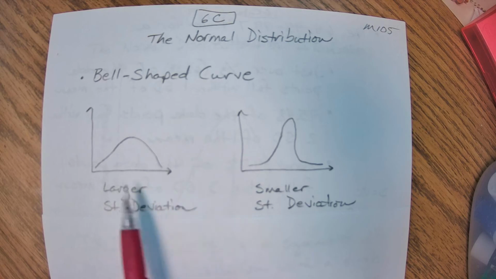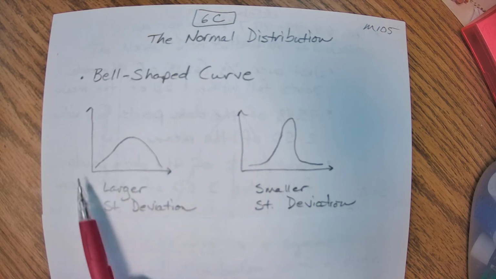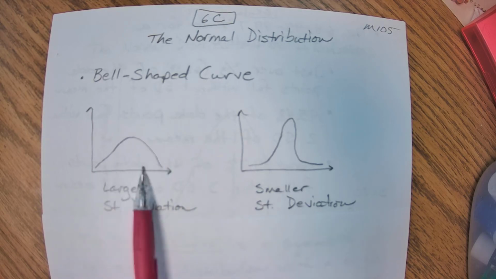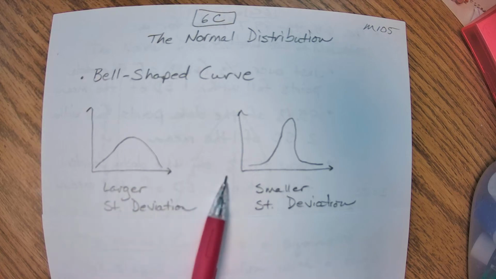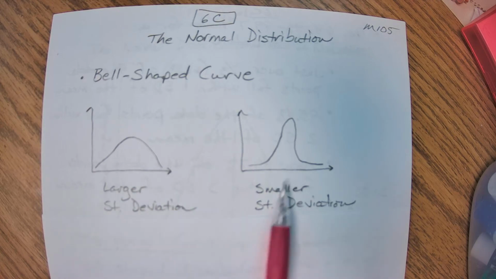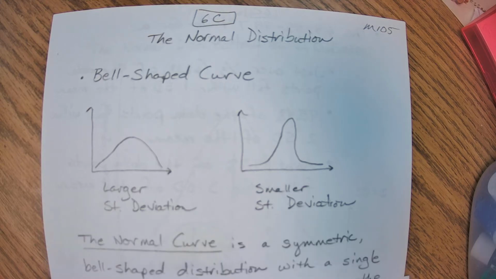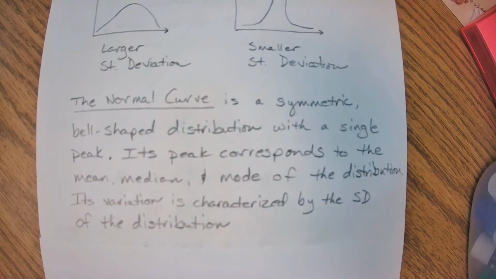If you have a bell-shaped curve that's kind of spread out like this, it means that there's a larger standard deviation. Remember, the variation is more spread out. This type of bell would be a smaller standard deviation. So the normal curve fits this description.